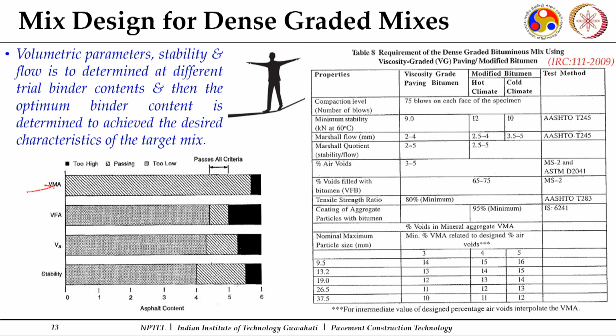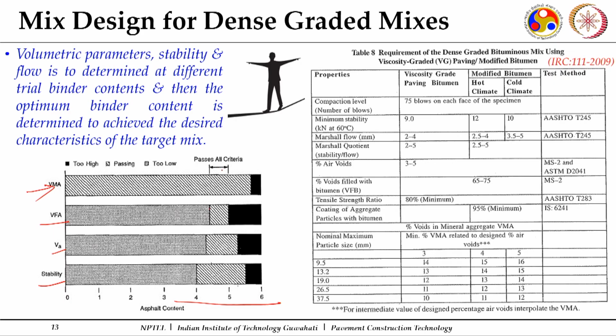So, here I have this VMA, because VMA says that we should have a VMA more than that particular figure. So, I will see this shaded part where I need to have the binder contents where it is meeting the requirement. In this particular range my VMA is meeting the requirement. For VFA, 65 to 75%, I am plotting my asphalt content, and I just want to see where my requirements are not met. So, VMA here is too high, and likewise voids filled with bitumen, air void and stability.